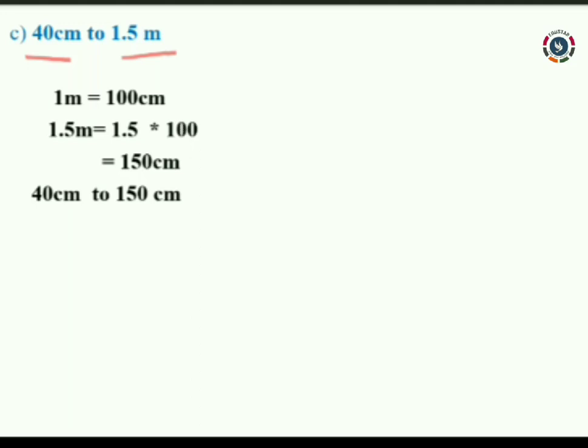First, 1 meter is equal to 100 centimeter. Now I am going to convert 1.5 meter into centimeter. For converting meter to centimeter you have to multiply by 100, right? So you will get the answer as 1500. How many decimal places do you have to keep? One decimal place. So you will get the answer as 150 centimeter.